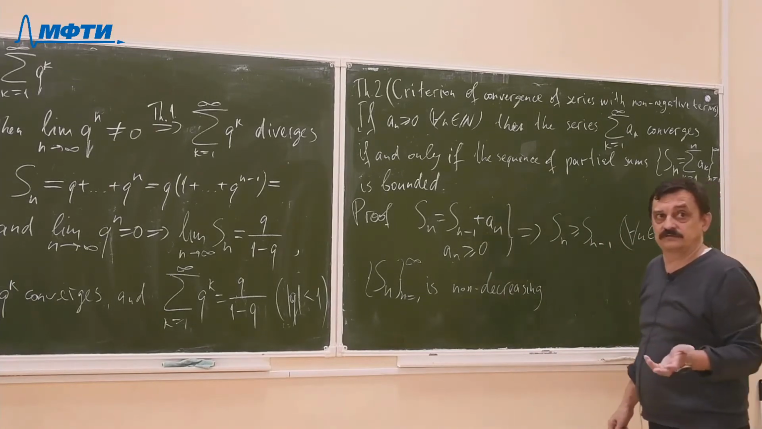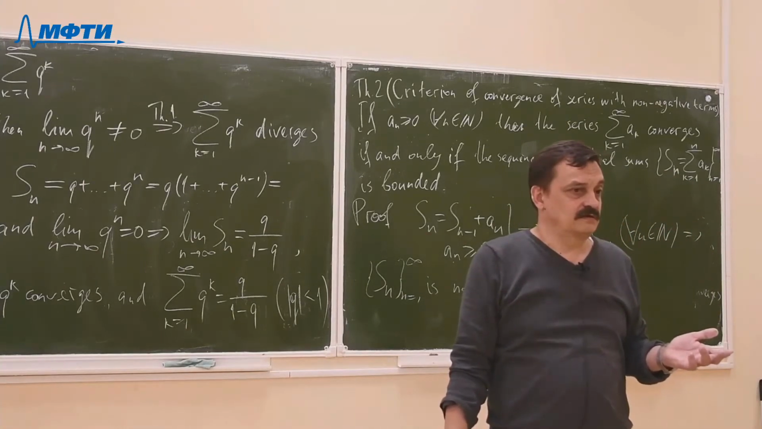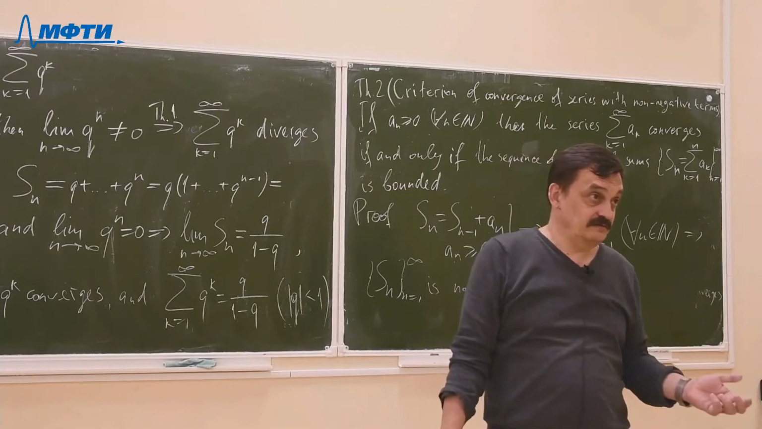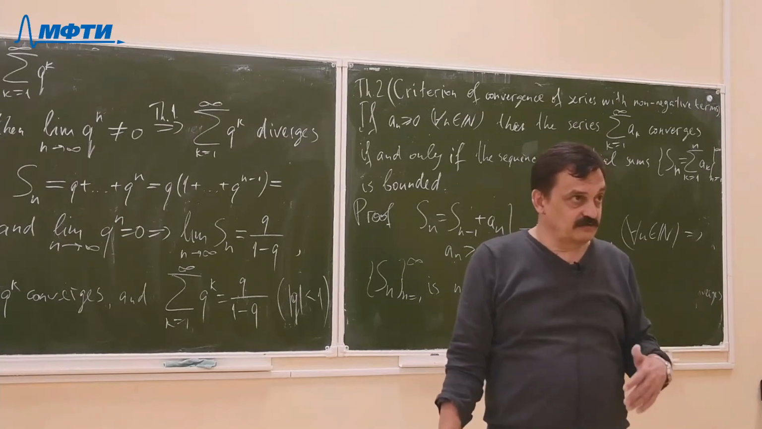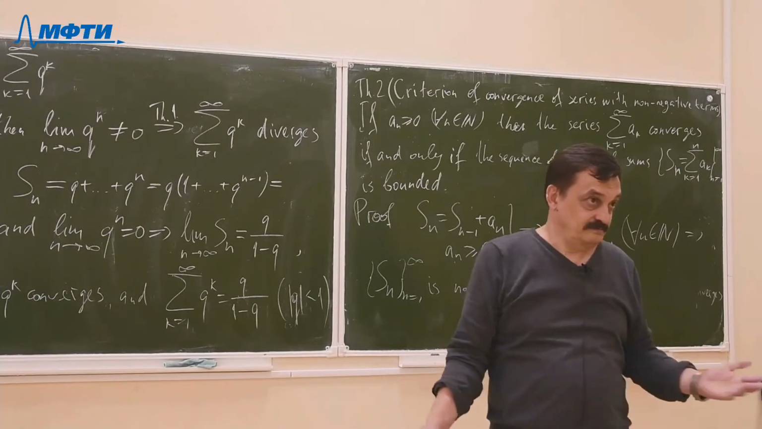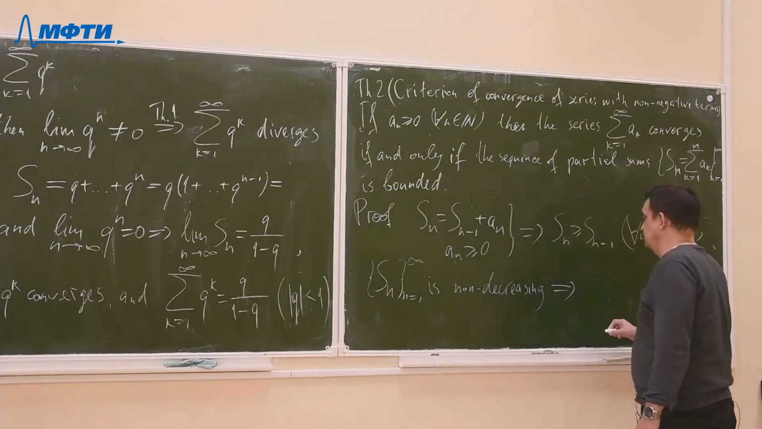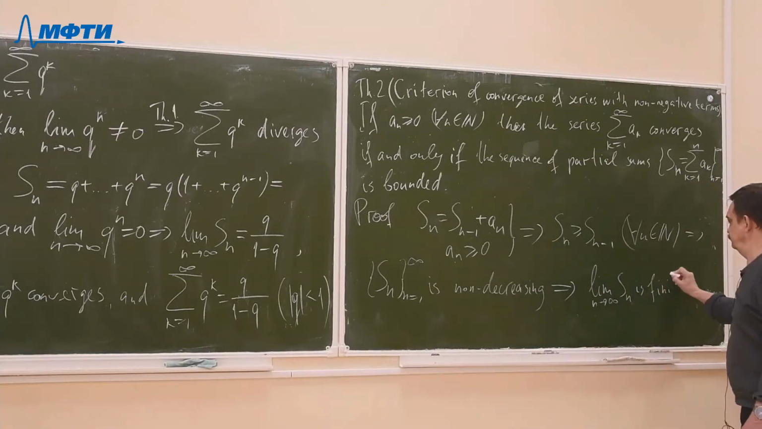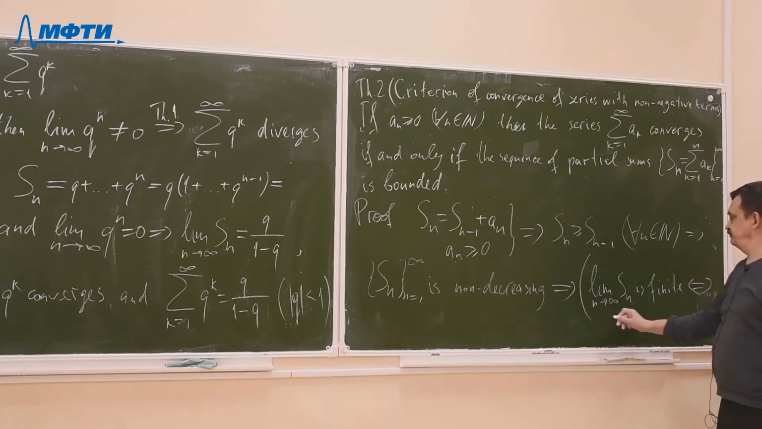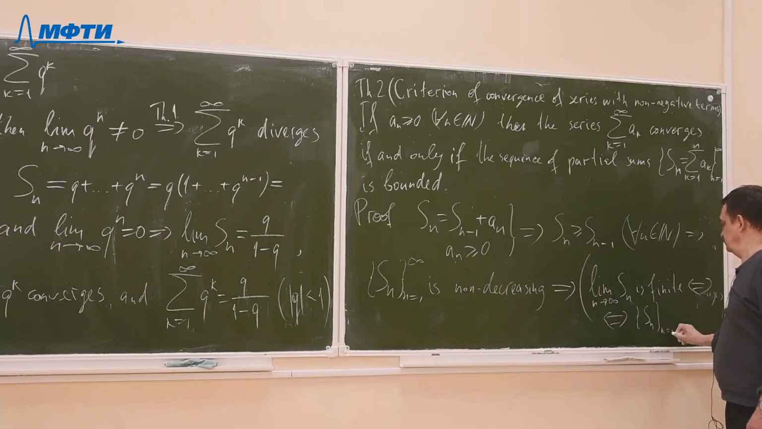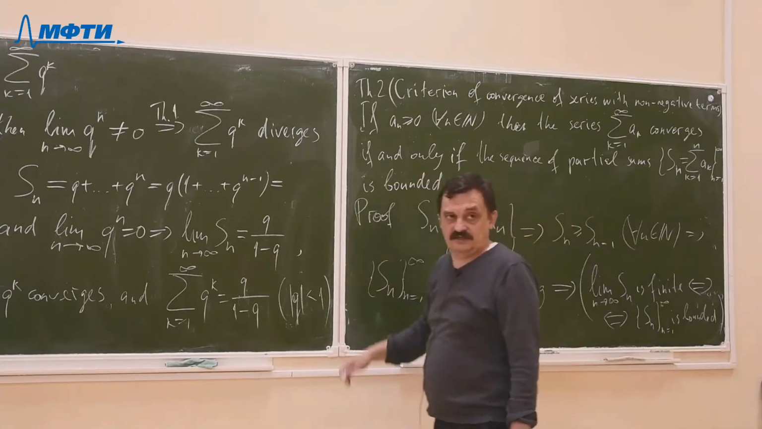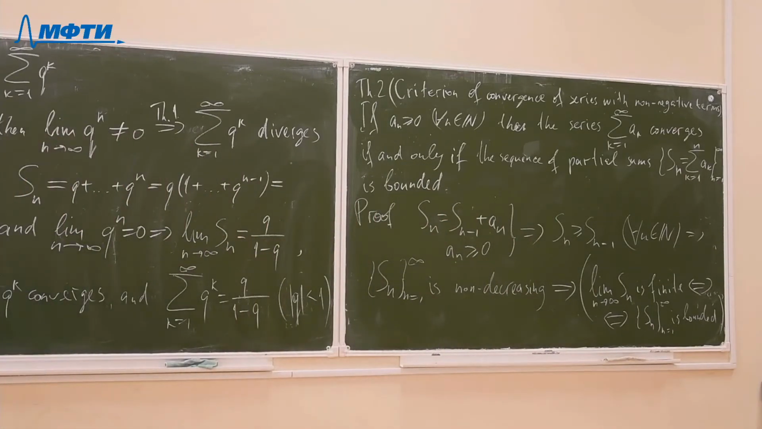And what do we know about monotone sequences? A monotone sequence always has a limit, either infinite or finite, right? And it is finite if and only if the sequence is bounded. So, hence, the limit is finite if and only if Sn is bounded. That gives our assertion, right? So we obtain what we want.